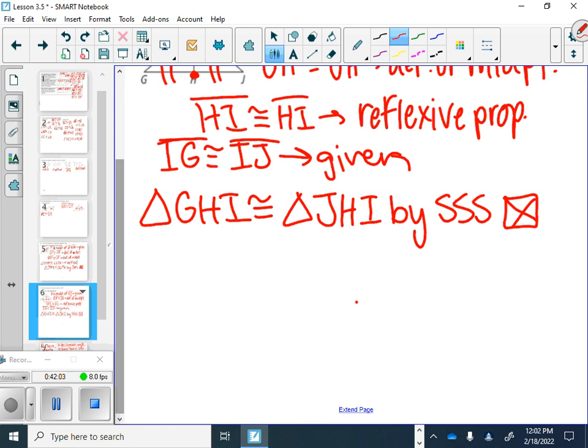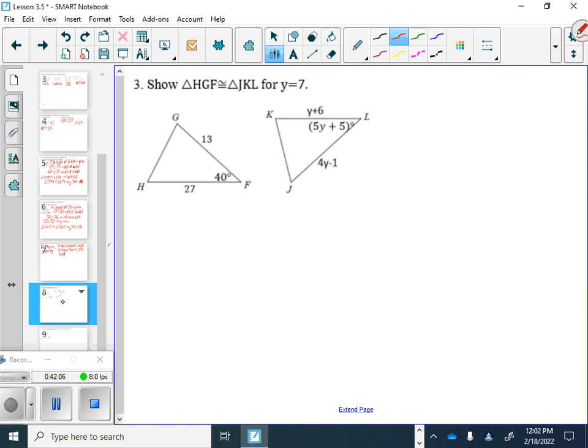Alright. This next one's actually pretty easy. Not doing a whole lot of writing here, so yay. But I need to show that these 2 triangles are congruent, and I'm given that y equals 7. So for this triangle to the right, let's just plug in 7 for y in all my pieces. So for KL, what's 7 plus 6? 13. For my angle L, 5 times 7 is? 35. 35 plus 5? 40. And then for side JL, 4 times 7 minus 1? 27.